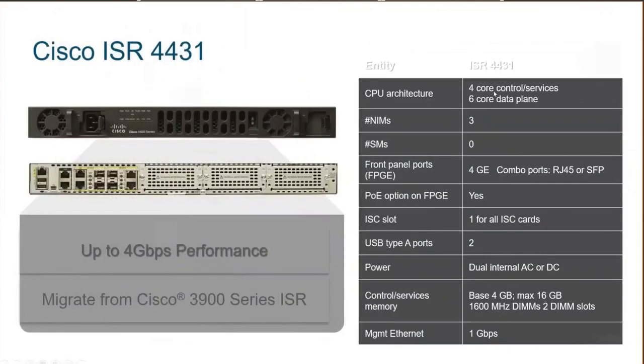Here there are 4 control plane cores and 6 data plane cores. We don't have any SM slots available, only 3 NIM slots, and that's why we have 3 in the number. And again, this has a PoE option and a management interface.